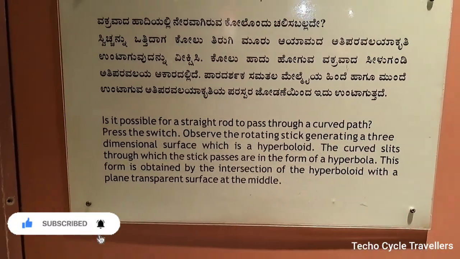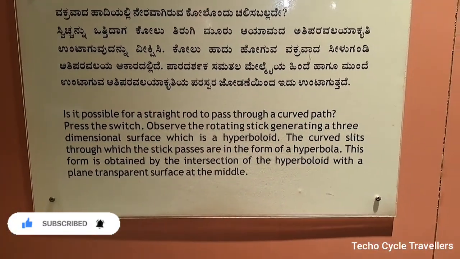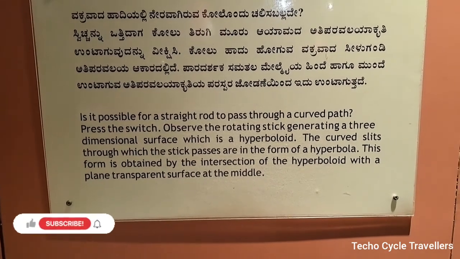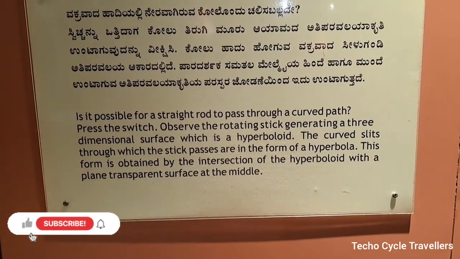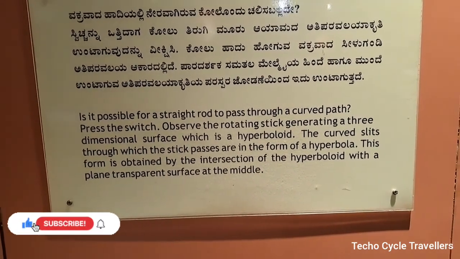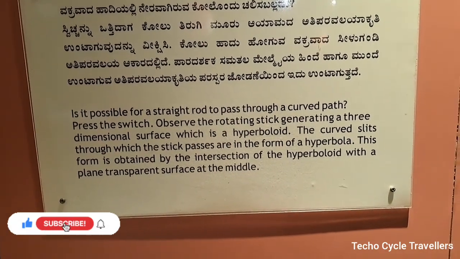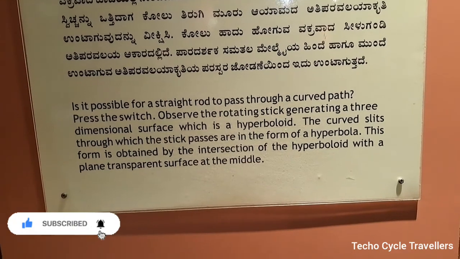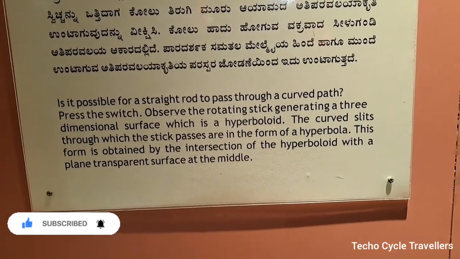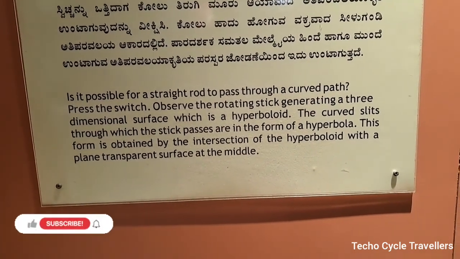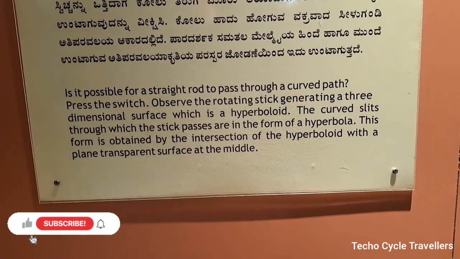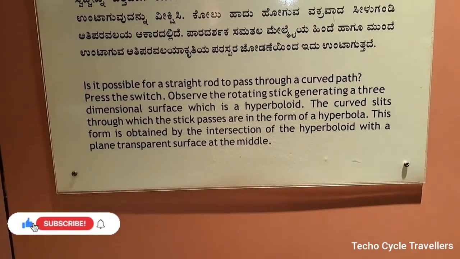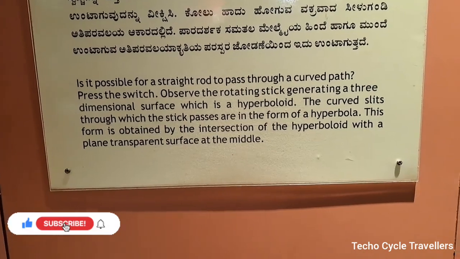It is possible for a straight rod to pass through a curved path. Press the switch. Observe. We are rotating a stick, generating a three-dimensional surface which is a hyperboloid. The curved slits through which the stick passes are in the form of a hyperbola. This form is obtained by the intersection of the hyperboloid with a plane transparent surface at the middle.